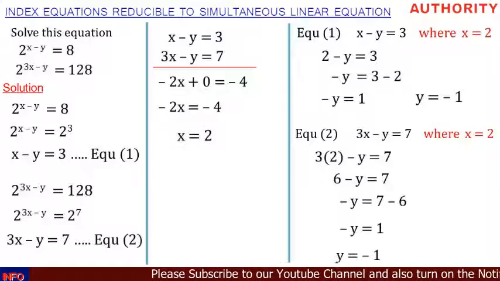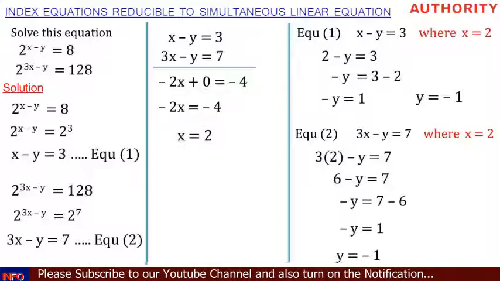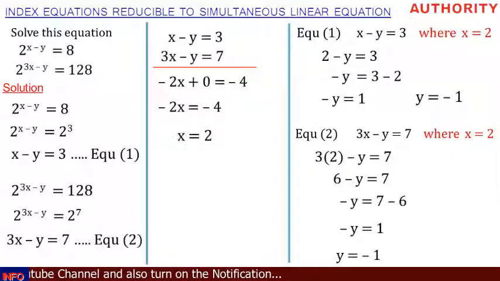All right, we have solved this index equation, and it led us to simultaneous linear equations. We solved them and obtained the values: x is equal to 2 and y is equal to minus 1.